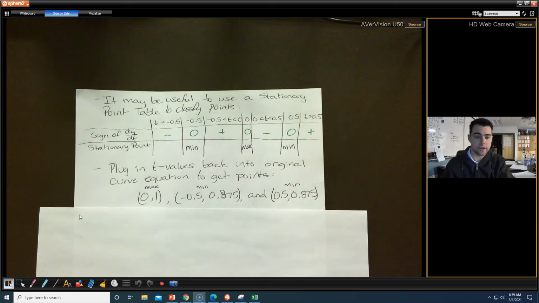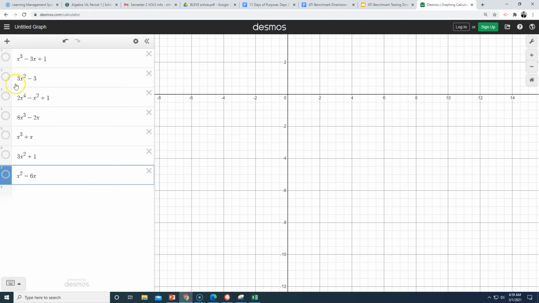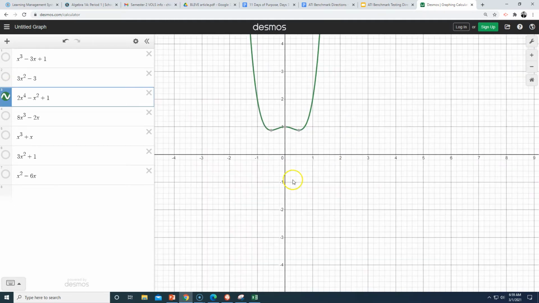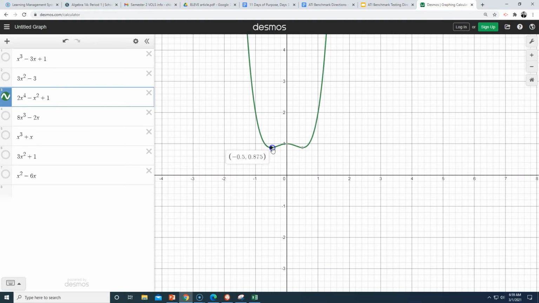And that guy's done. You can even see it on Desmos. This was on my original curve, and you can see I got my two mins right here, and I got this max right here. It looks kind of weird because everything is super close to each other, which is why the table was actually very handy in this case.